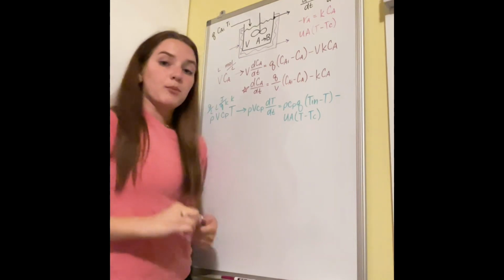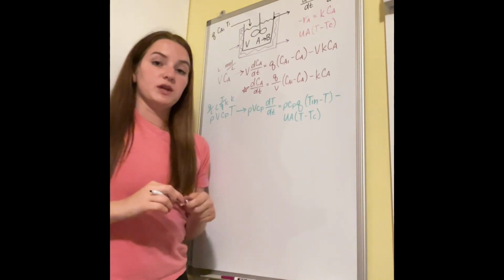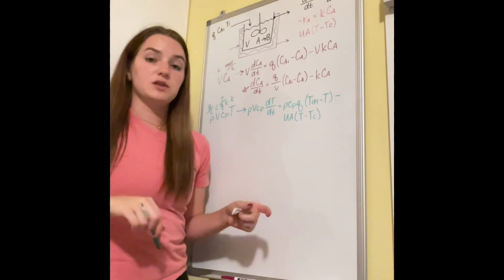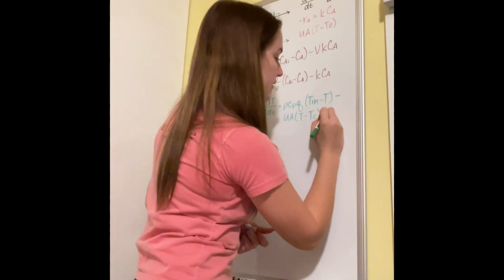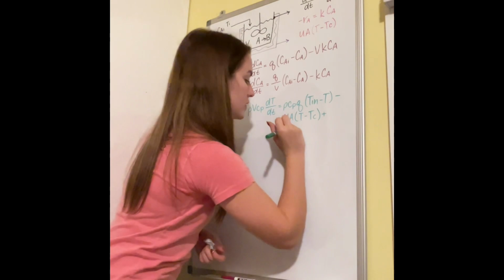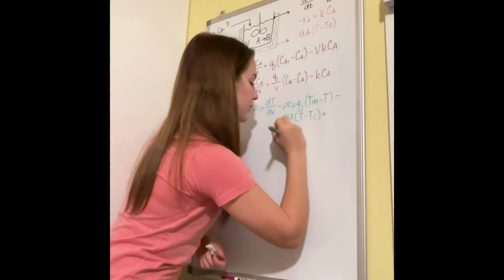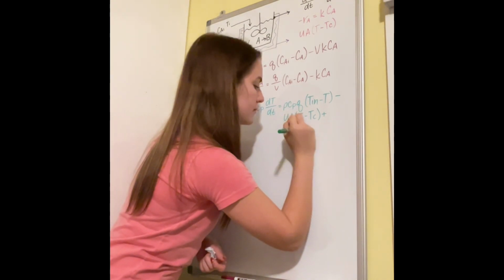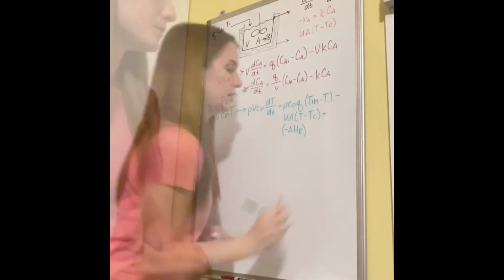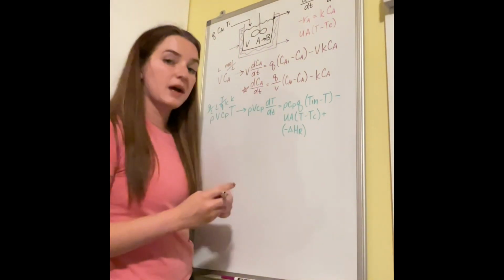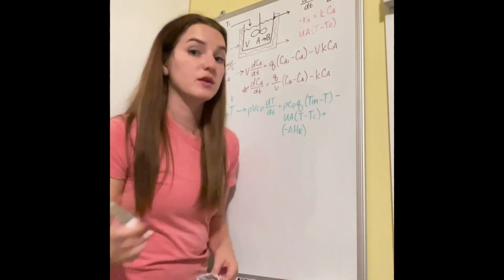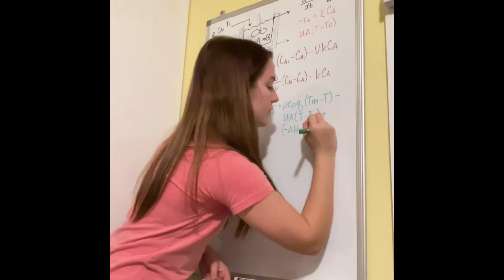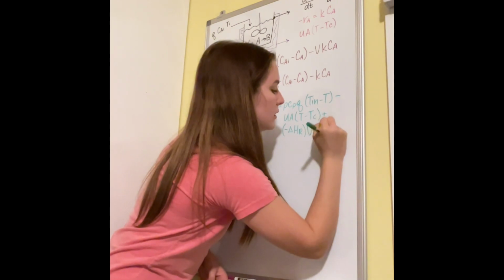But then our book in this problem also gives us the negative delta H of the reaction. So we need to add that to our equation. So we're going to have the negative delta HR, so that's the heat of our reaction. So we need to multiply this by our rate of reaction times our volume. So we're going to have VKCA.